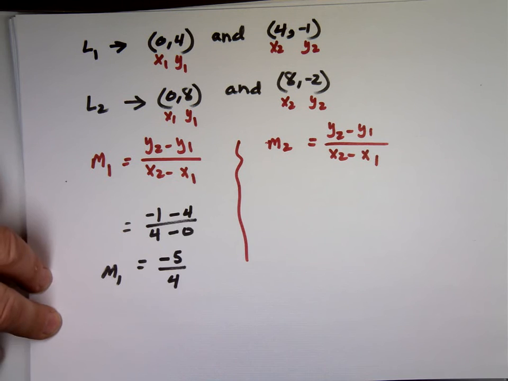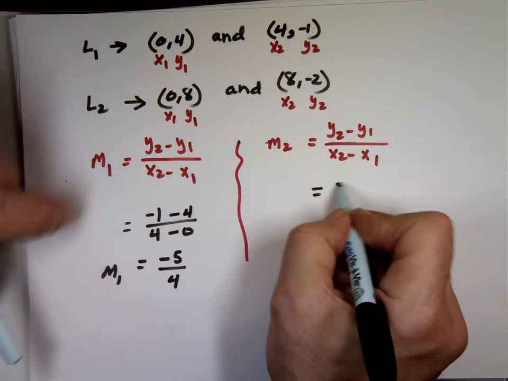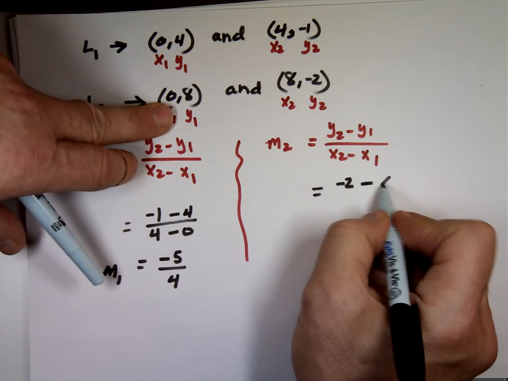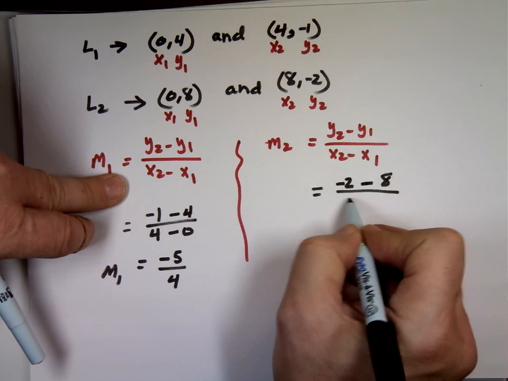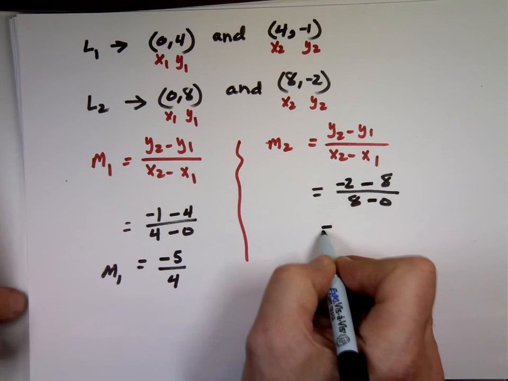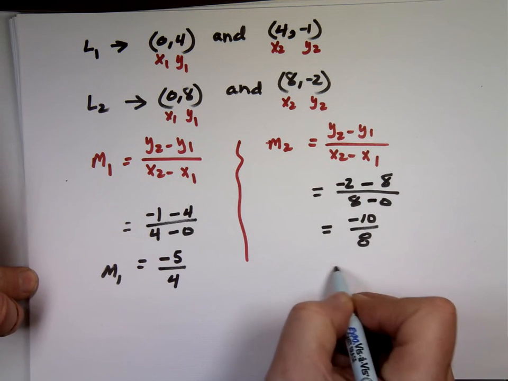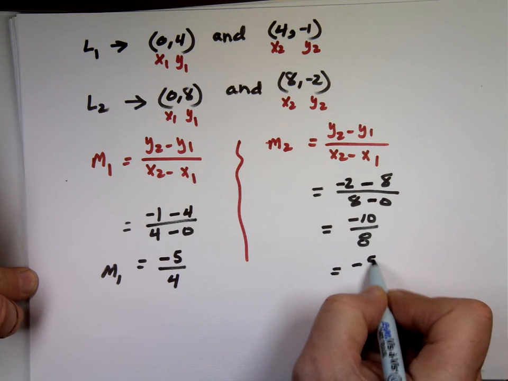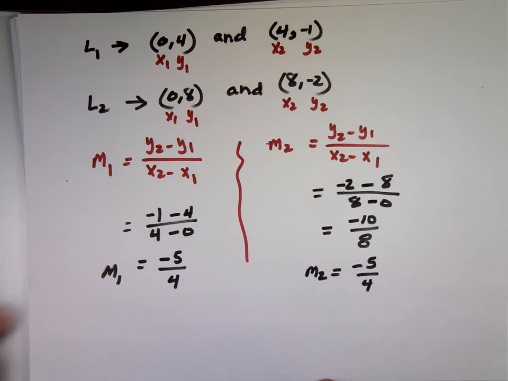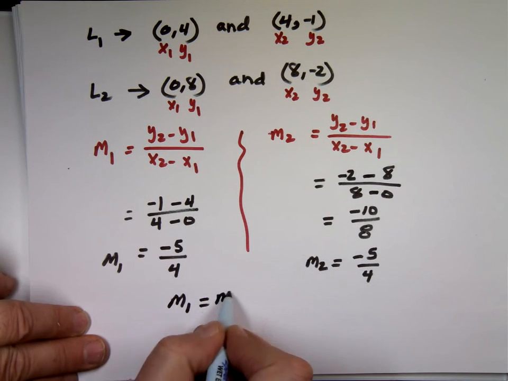Let's look at slope 2. y sub 2, negative 2, minus y sub 1, which is 8, over x sub 2, which is 8, minus x sub 1, which is 0. That's negative 10 over 8. Can we simplify that? Negative what? 5 over 4. What do we know about the two slopes? Same slope. Since m1 equals m2, then we know the two lines are parallel.